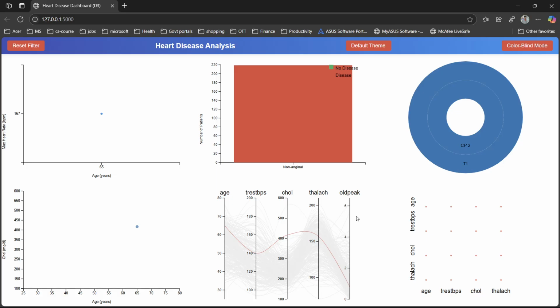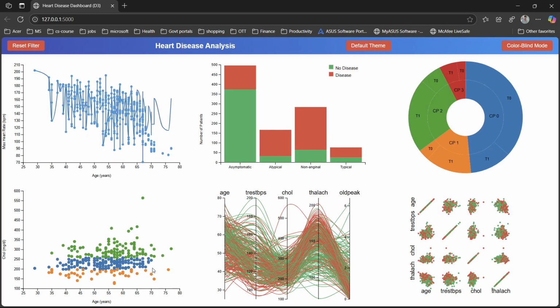We can explore all the graphs, and after that we can see from here that as age increases, the cholesterol is also increasing, and the risk of heart disease is also increasing. And after that, when we go to the PCP plot, you can see that from age to trestbps there is a negative correlation, and from trestbps to cholesterol it shows a curve-like feature, and from cholesterol to thalach it shows an upward trend, and after that from thalach to oldpeak it shows a downward trend.